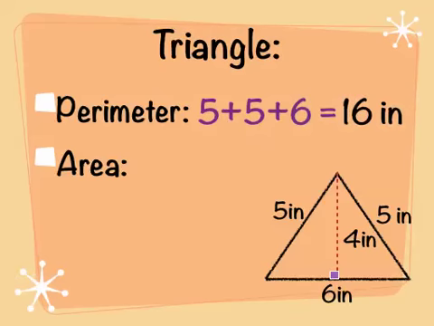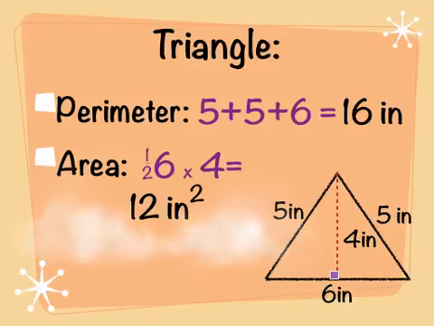And for the area, we need to do 1/2 base times height. In this case, our base is 6 and our height is 4. Notice those are the 2 lines that are perpendicular, and 6 is the length of a side and 4 is not. So 1/2 times 6 times 4, which gives you 12 inches squared.